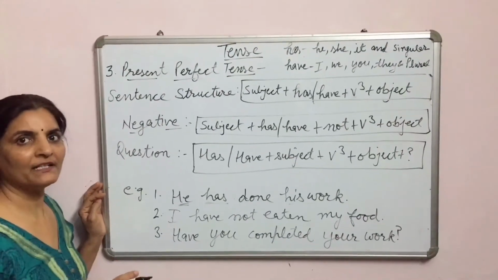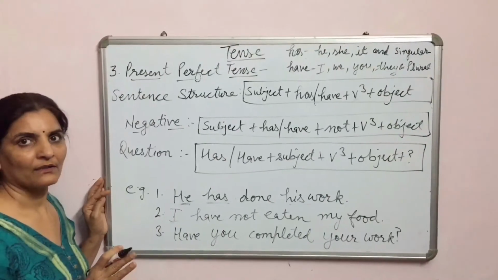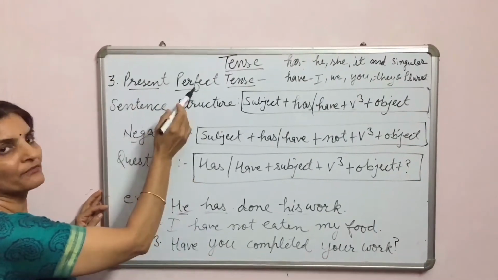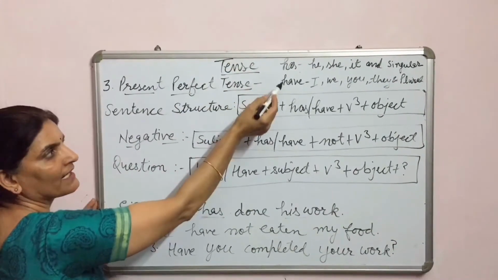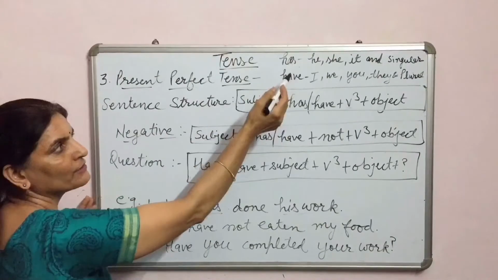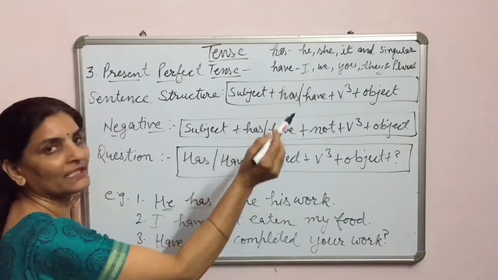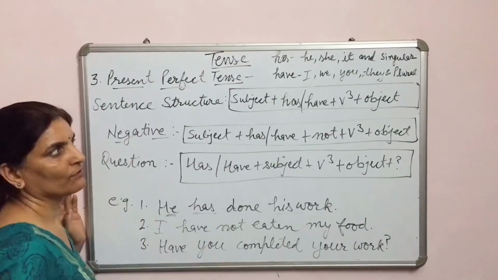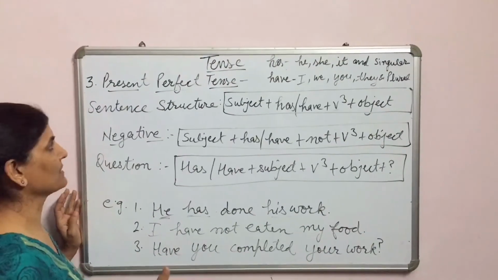Students, we have already done two parts of present tense, present simple and present continuous. Today we will do present perfect tense. In present perfect tense, has and have helping verbs are used. Has is used with he, she, it and singular. Have is used with I, we, you, they and plurals.